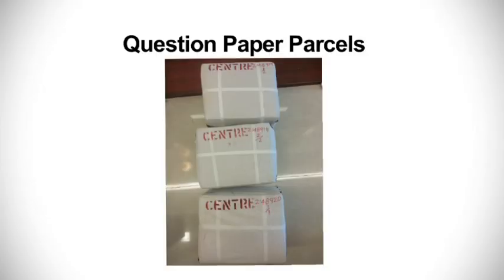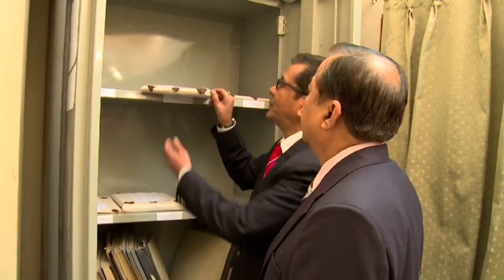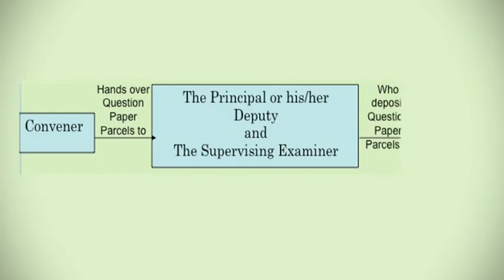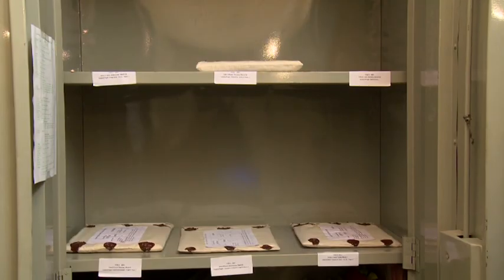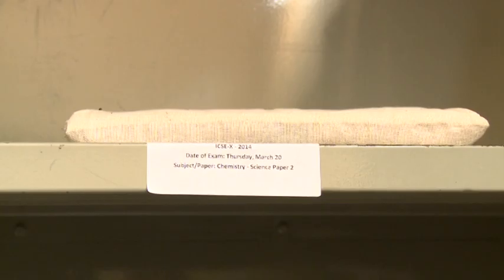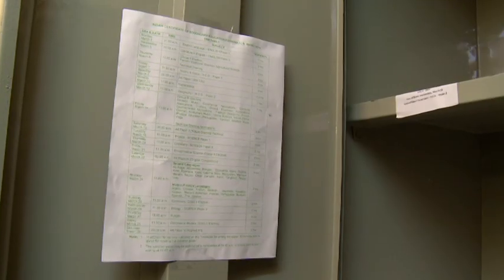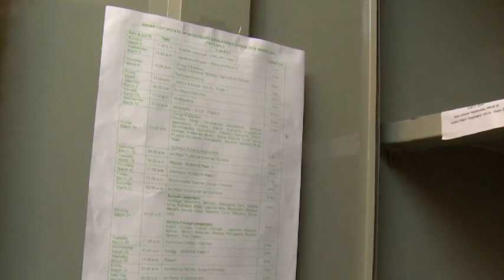The question paper parcels are sent by the Council to the conveners well in advance. The conveners should then inform principals of schools having examination centers under the convenership to come and collect the question paper packets. The principal of the school or his or her deputy and the supervising examiner should collect the parcel containing the question paper packets for the center from the convener and take them directly to the bank for safe custody. In the bank, the question papers must be arranged according to the dates of the papers and placed in a steel cupboard with a double locking system. The cupboard must also have a copy of the timetable stuck on it for daily reference.